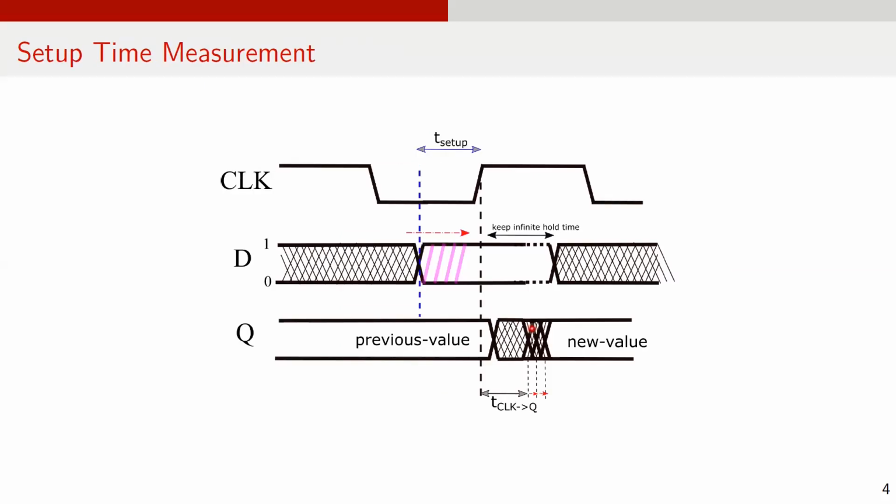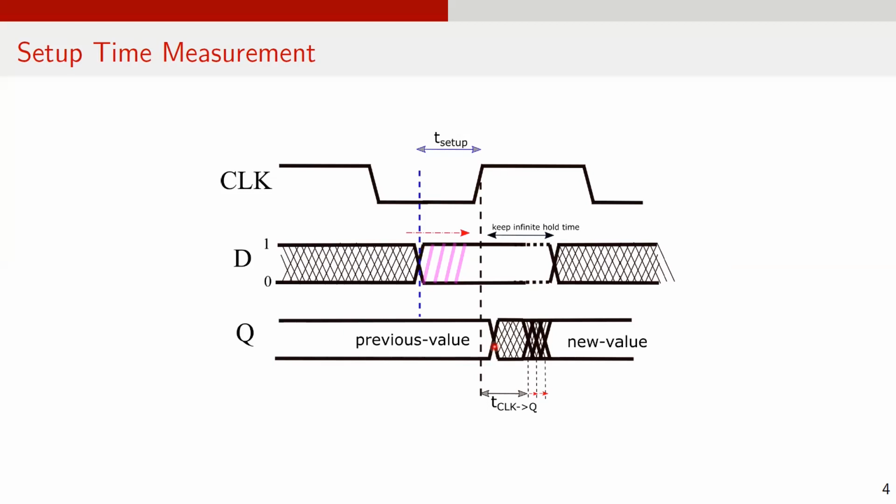Now let's discuss how to measure setup time in simulation. In order to find setup time, we first compute something called nominal clock to Q delay of the flop. To calculate nominal clock to Q delay, make sure data transitions from 0 to 1 at an infinite setup time, or well before the active edge of the clock. We then measure clock to Q delay from 50% of the clock to 50% of Q.